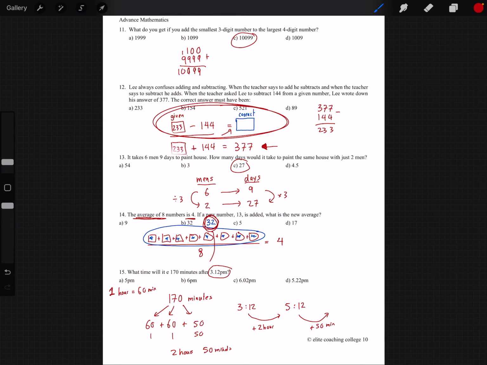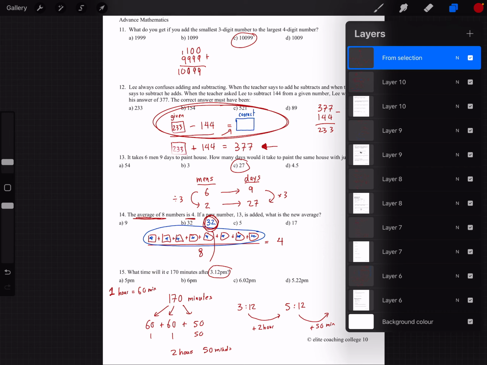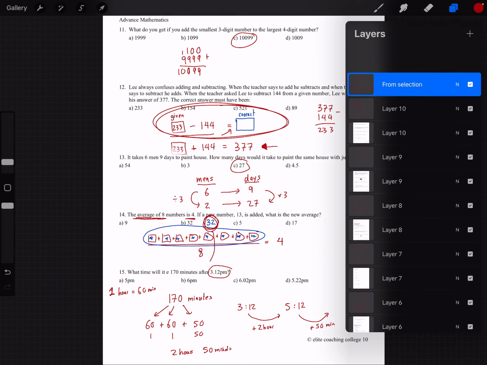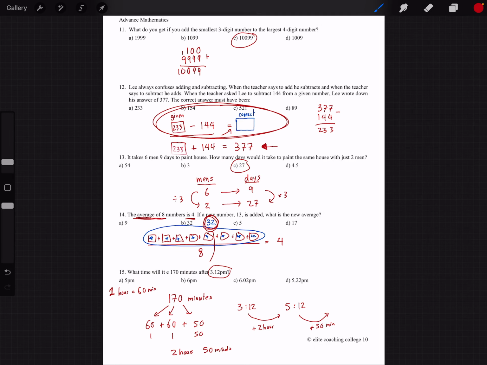And I think that's the last one. Is it? Yep, that's the last page, so I hope that helps.